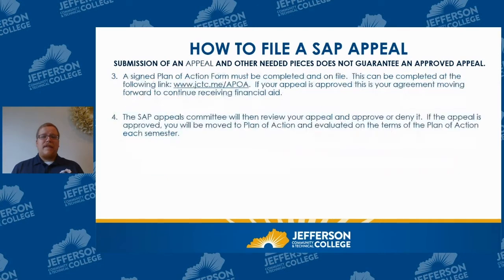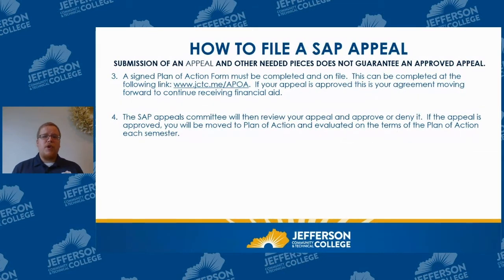A signed plan of action form is also required and must be completed and on file. You can do this at jctc.me/APOA. If your appeal is approved, this is the agreement moving forward for you to continue receiving financial aid. Essentially, it's you saying that you know you need to complete your courses and you need to get good grades to keep getting your financial aid.